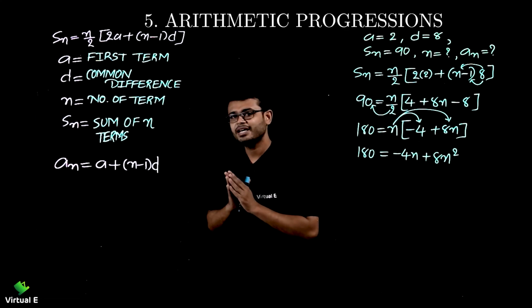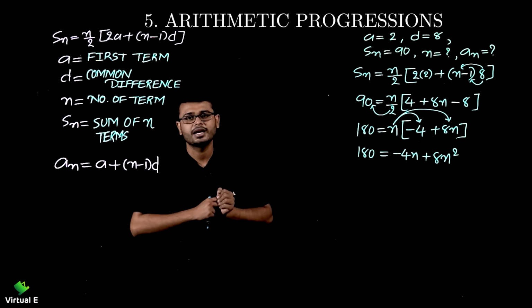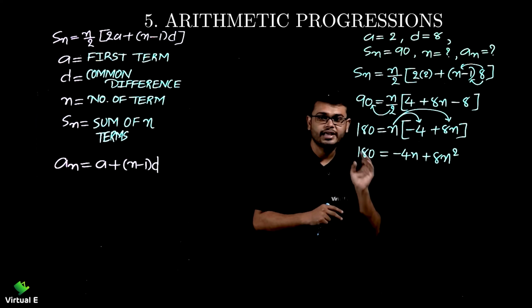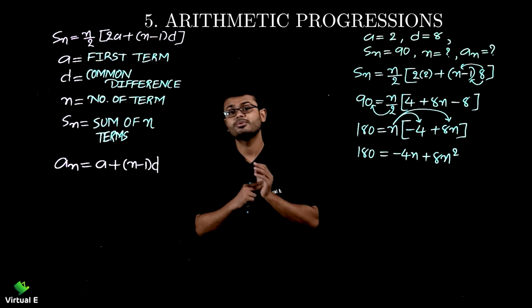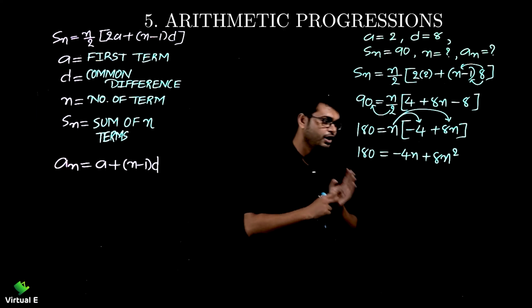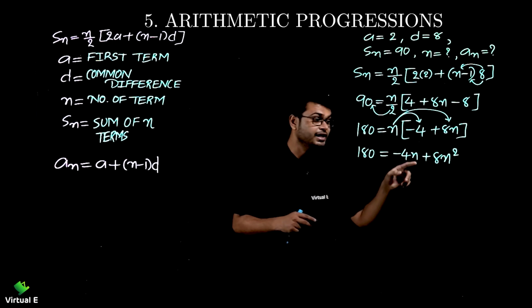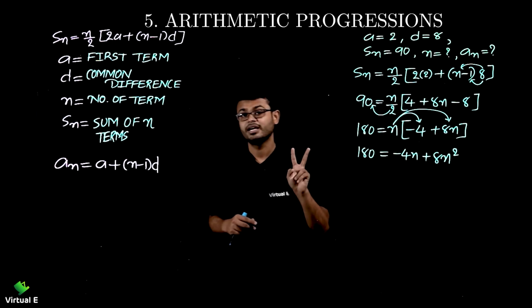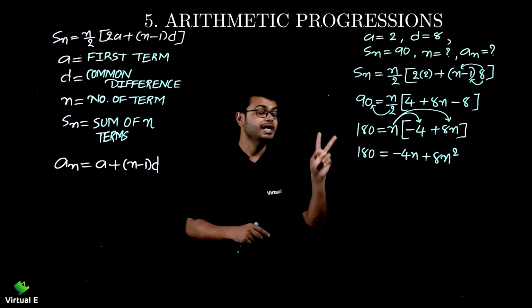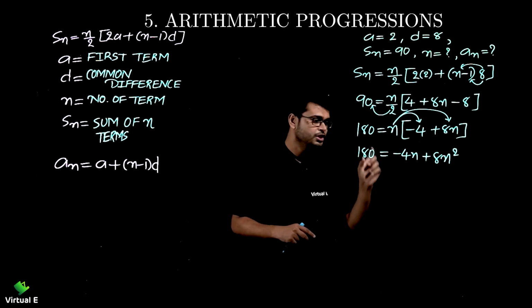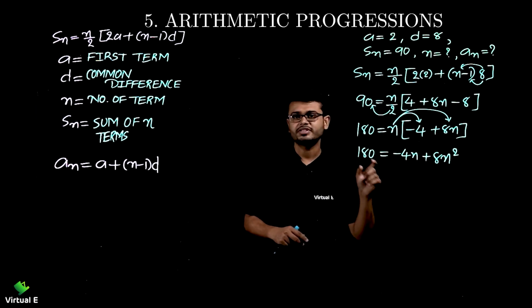Are you getting some idea what kind of equation it is? Yes, it is a quadratic equation. We need to know the method of solving a quadratic equation. Then only you will be able to get the value of n. We are going to get two values of n because a quadratic equation has how many roots? Two roots. So we are going to get two roots of this equation.